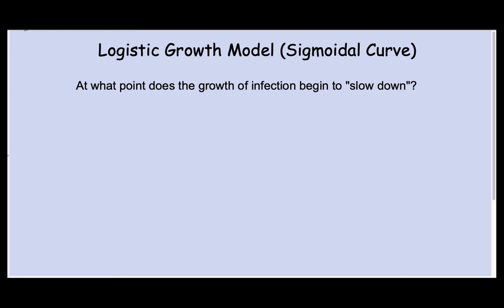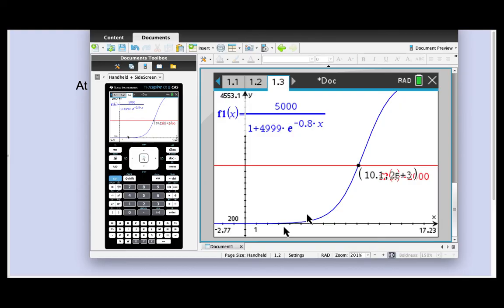We also want to know, at what point does the growth of infection begin to slow down? And if we go back and look at this curve, this graph, that occurred somewhere along here. Right? Remember this S curve? It occurred somewhere along here, and it turns out the turnaround point is exactly halfway between the 0 and the carrying capacity. So the turnaround point is going to occur at 2,500, when 2,500 students are sick.